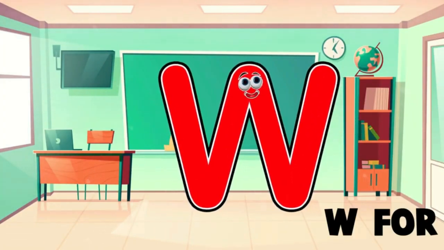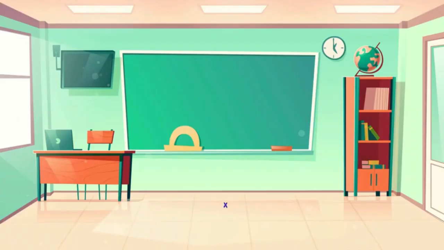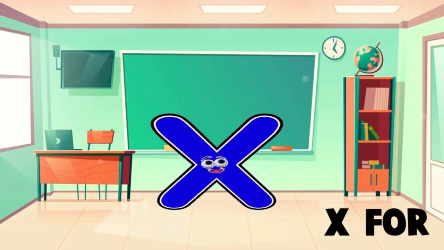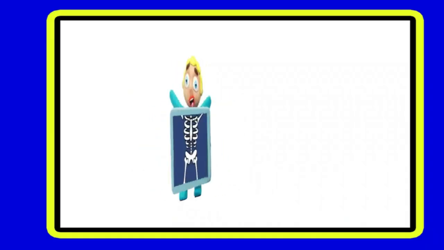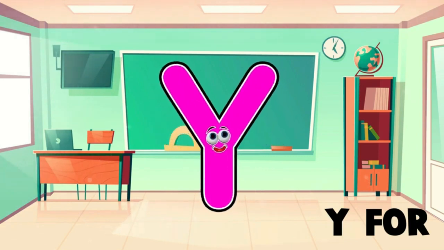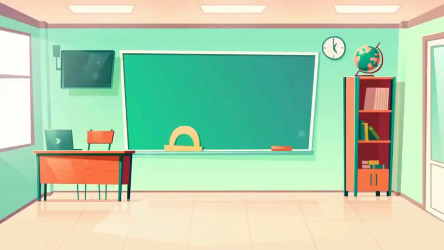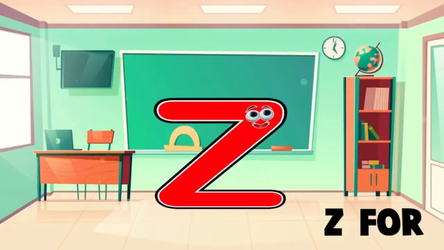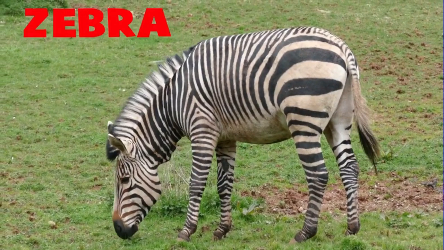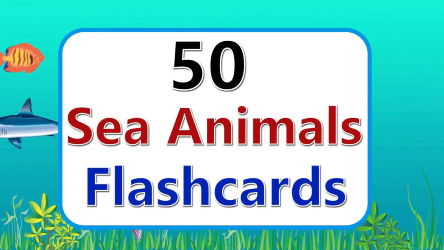W for watch. X for X-ray. Y for yak. Z for zebra. 50 sea animals flashcards. Here we go.